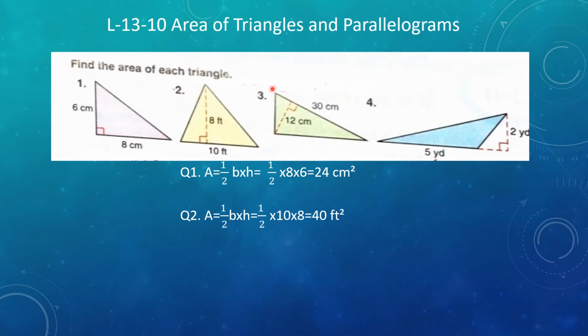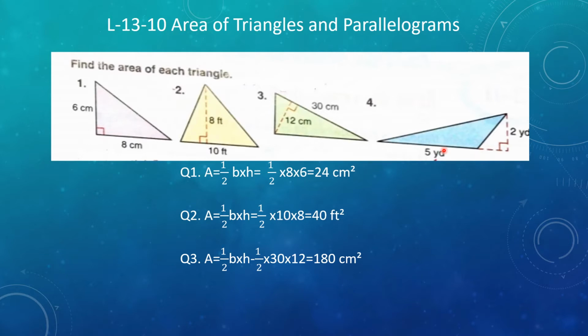In this one you can see what is the base. In this one a perpendicular. If the base is there, a perpendicular distance from the opposite side vertex. You can see, this is your vertex and perpendicular. This one is your height 12 and this one your base is 30. Half 30 and 12 is equal to what is the answer? 180 centimeter square.